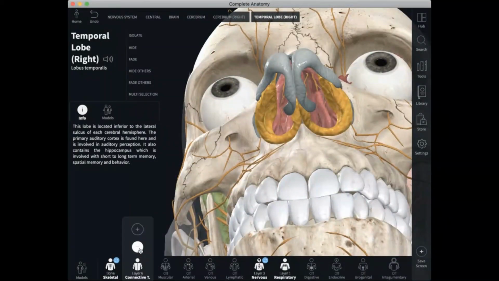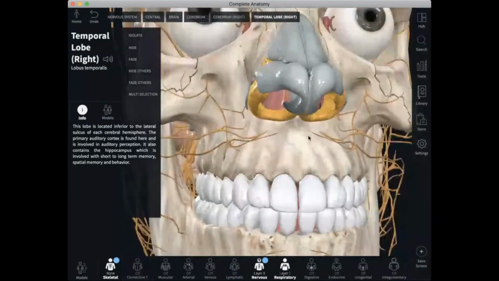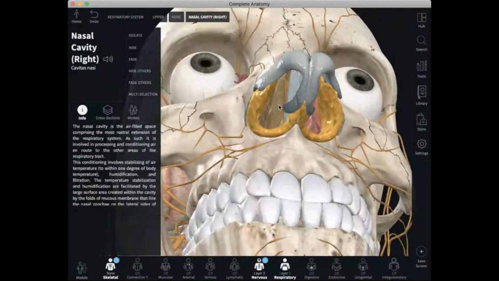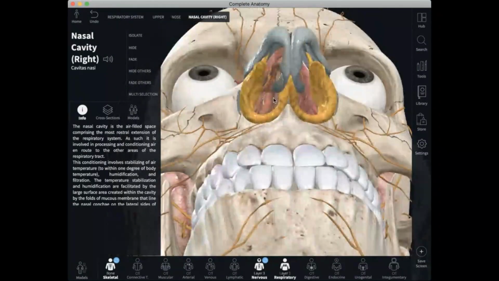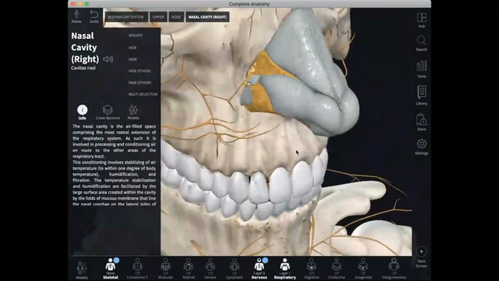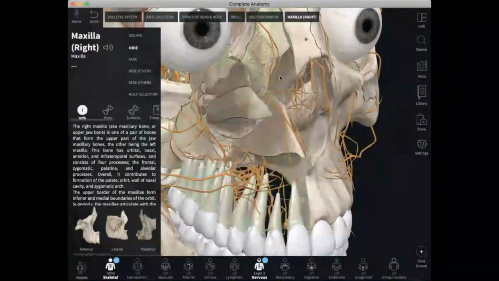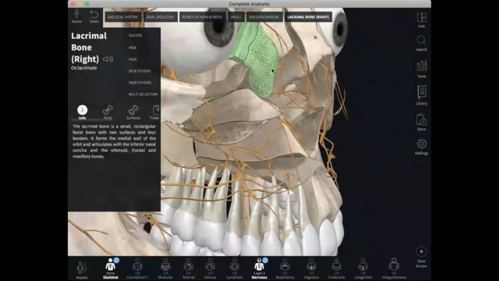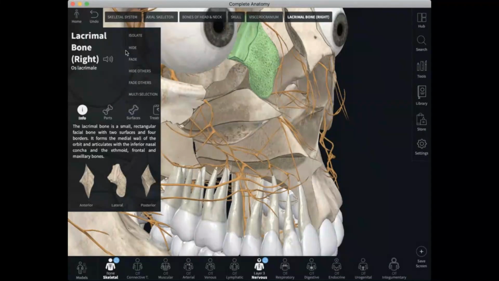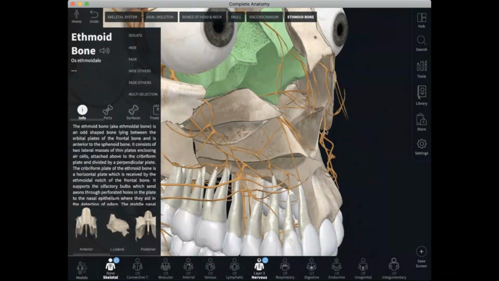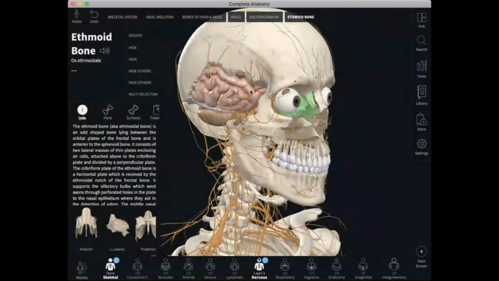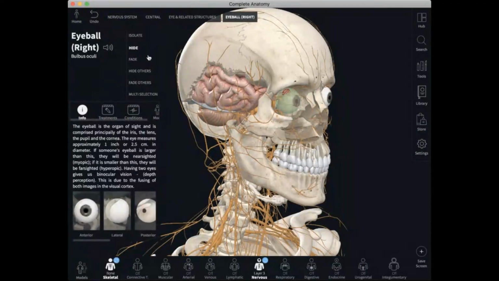When you look at this area, this place is the nasal cavity, where you have the nasal mucosa. Only here is the olfactory nerve spread. In order to see the olfactory nerve, I have to remove some bones. I will remove the maxilla and locate the ethmoid bone. This is the ethmoid bone. I will remove this eyeball also.